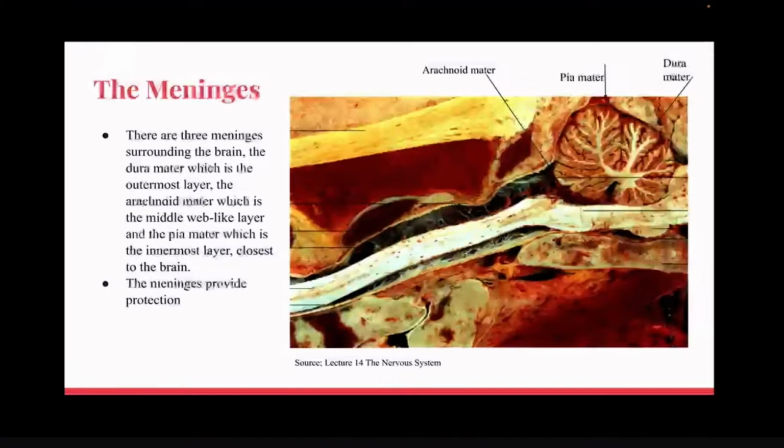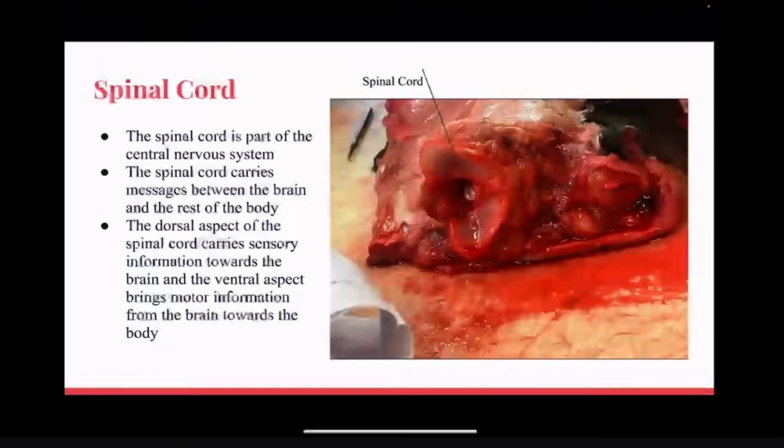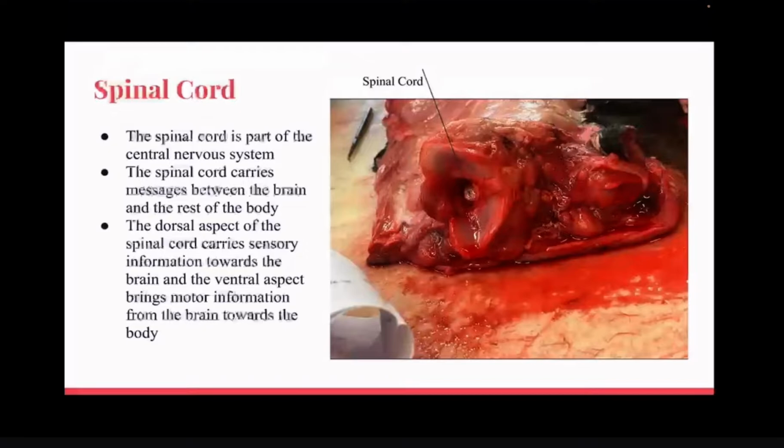These meninges provide protection. And finally, the spinal cord is part of the central nervous system, and it carries messages between the brain and the rest of the body. The dorsal aspect of the spinal cord carries sensory information towards the brain, and the ventral aspect brings motor information from the brain towards the body.